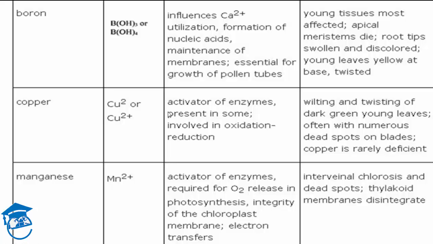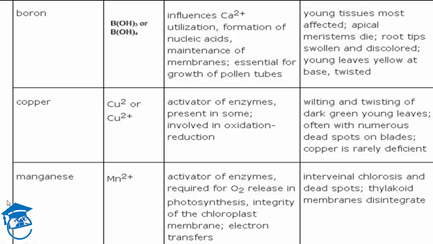Okay, now what's the deficiency symptom of copper? It causes wilting of a plant, wilting of young leaves, to be more precise. They are often with numerous dead spots on the blade. It also forms numerous dead spots on the leaf blade. Okay, copper is rarely deficient. It is seen that copper is rarely deficient.